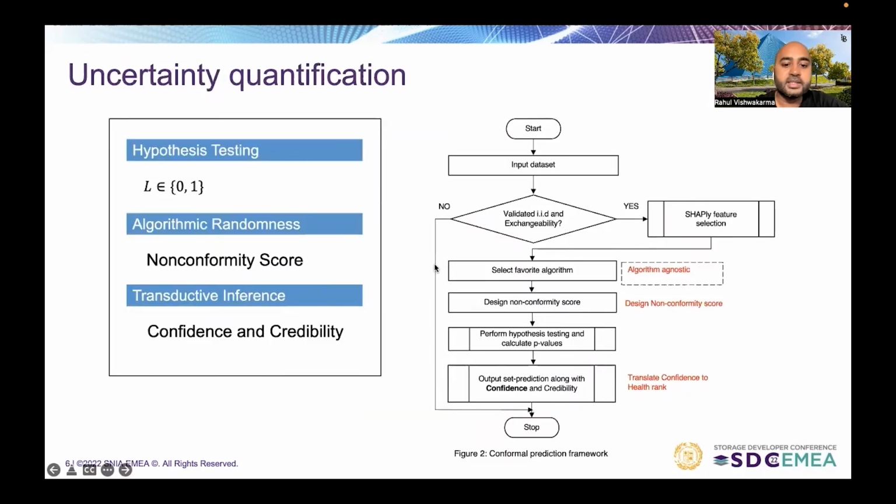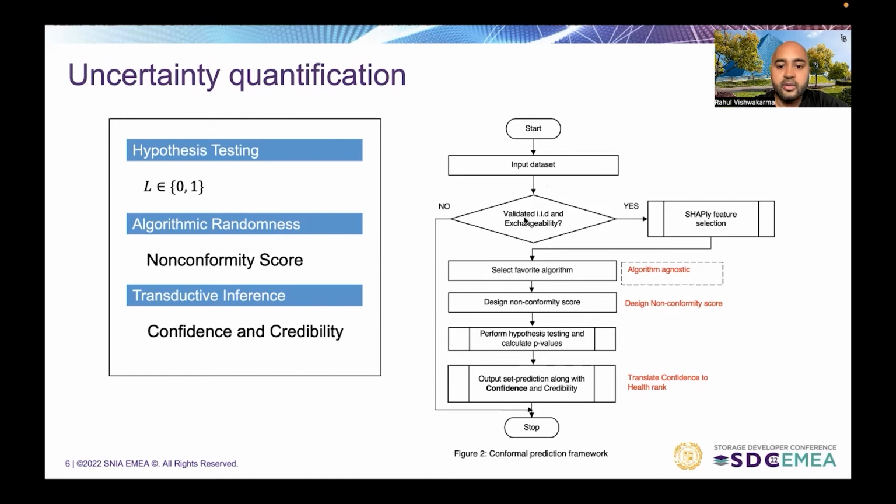Now let's understand the framework behind conformal prediction. Although I have just tried to put it in simple terms as a flowchart, this is how exactly we implement conformal prediction. The first part is we choose a data set. It can be tabular data, image, or text. You can have any type of data set.